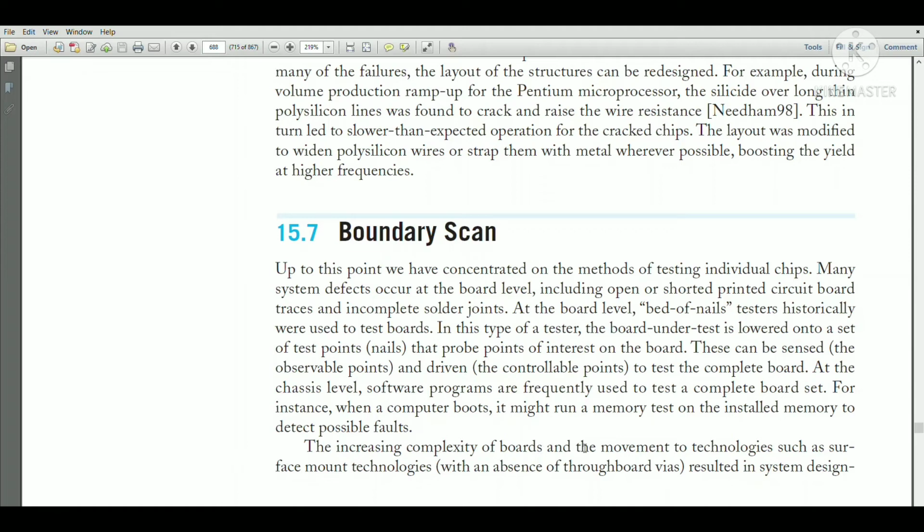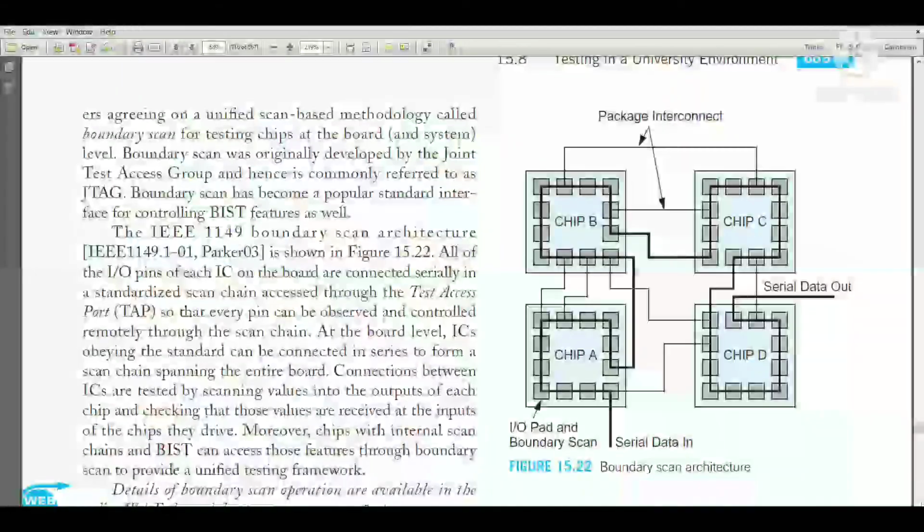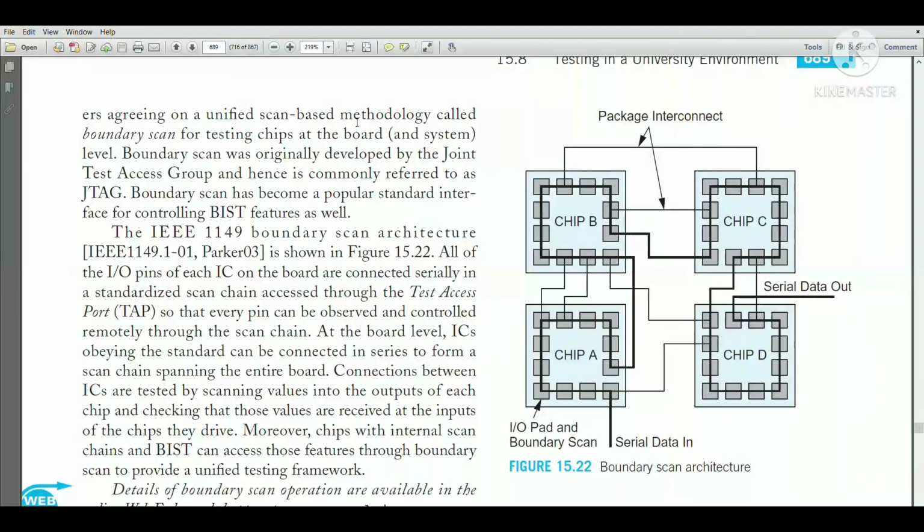The increasing complexity of boards and the movement to technologies such as surface mount technology, with the absence of through-board vias, led system design engineers to a unified scan based methodology called boundary scan for testing chips at the board level. This is the example of boundary scan: chip A, chip B, chip C, chip D. Boundary scan was originally developed by the Joint Test Access Group, and hence it is commonly referred to as JTAG, Joint Test Access Group.